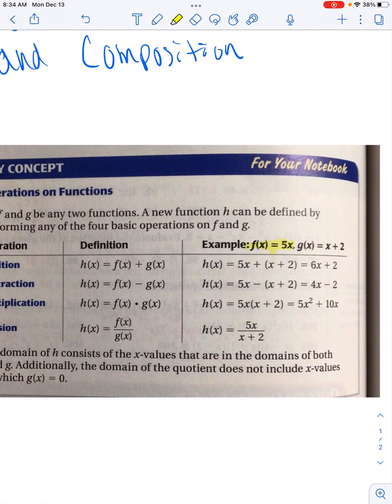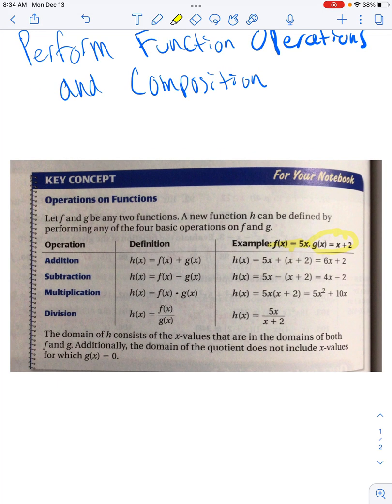So again, looking at this, the function f of x is 5x and the function g of x is x plus 2. So just talking about combining those, it'd be a good idea to write these down. Pause and write these down. I'll do maybe an example here as well.